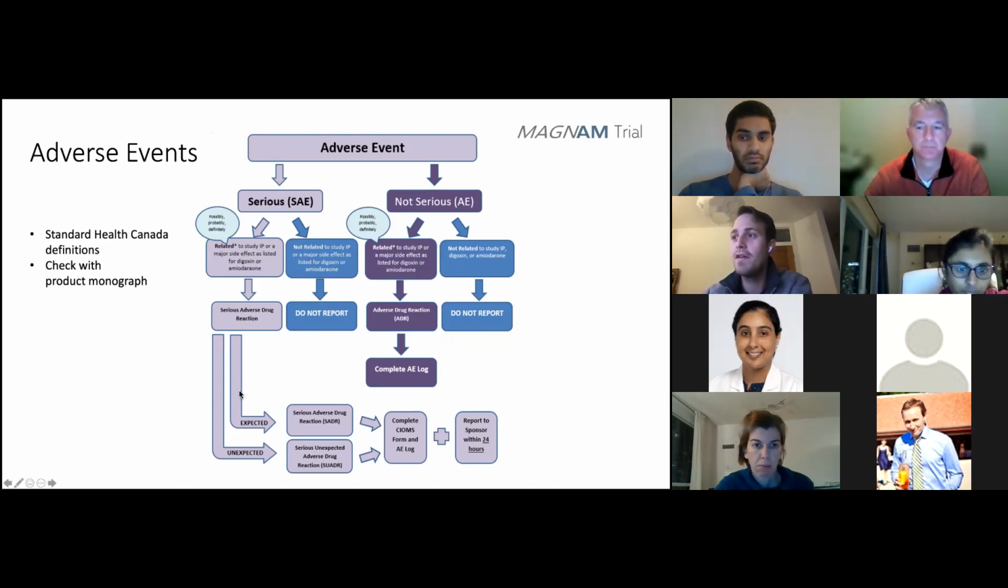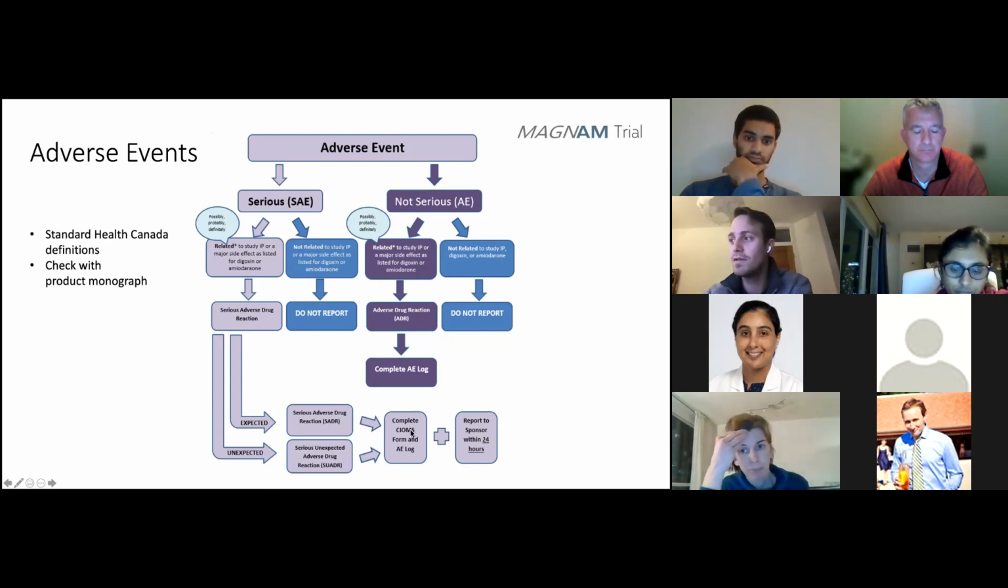For serious adverse events, they want you to further delineate things into expected and unexpected reactions. And these are part of the adverse event log.